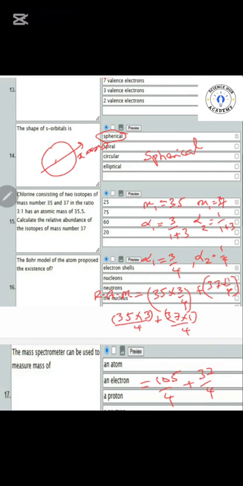So the two isotopic mixtures, for this 37, that's going to be 25 according to our question. So I really do not want to take it back again, so I hope this is understood in a way. There are still other ways by which you can solve this question.